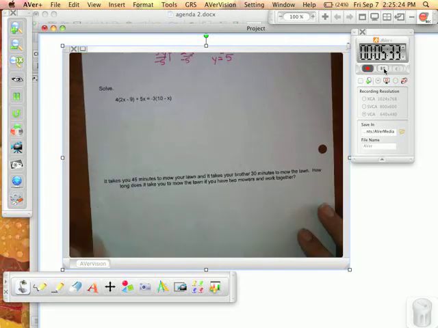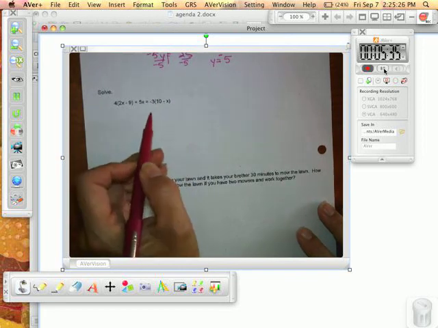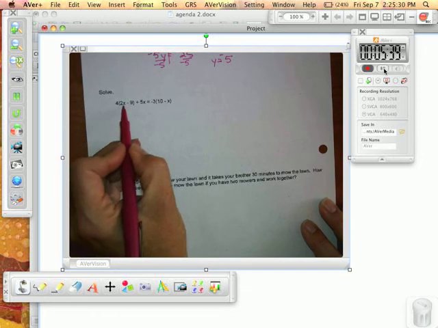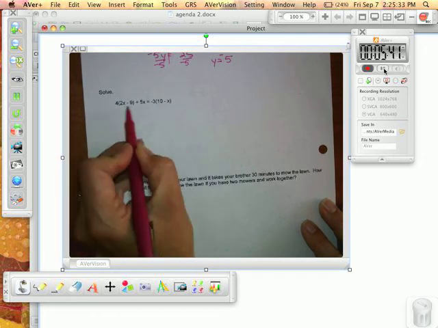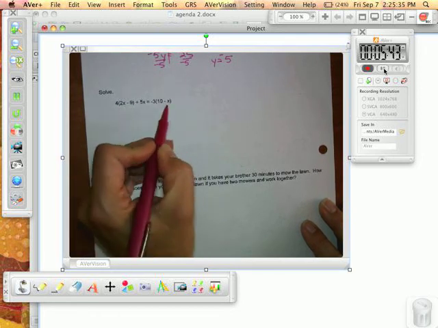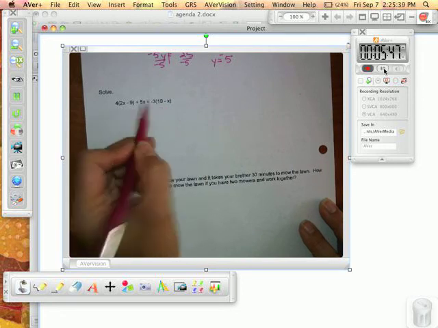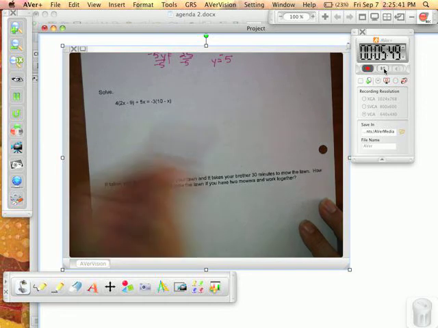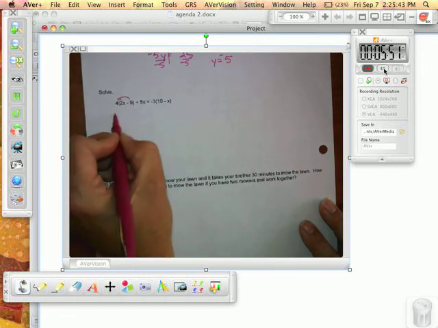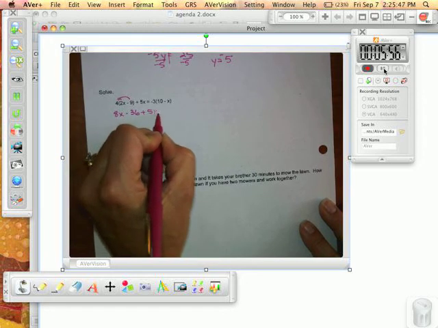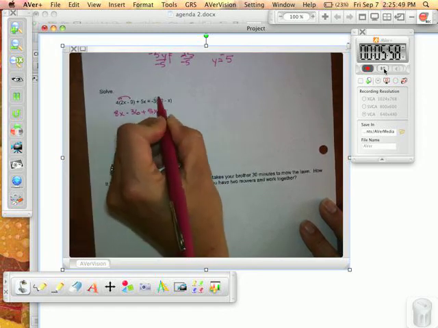So this is a fun one. You still have to follow order of operations, right? Can you do anything inside the parentheses? No. No, because they're not like terms. So then there's no exponents, so the next thing is multiply or distribute. So distribute the 4. And then bring the 5x along for the ride. It has to come with. Distribute the -3.